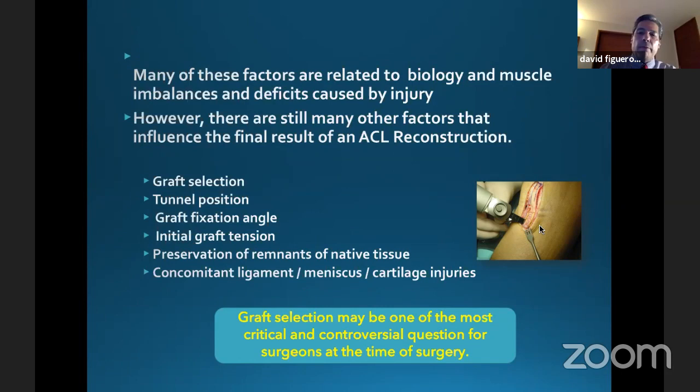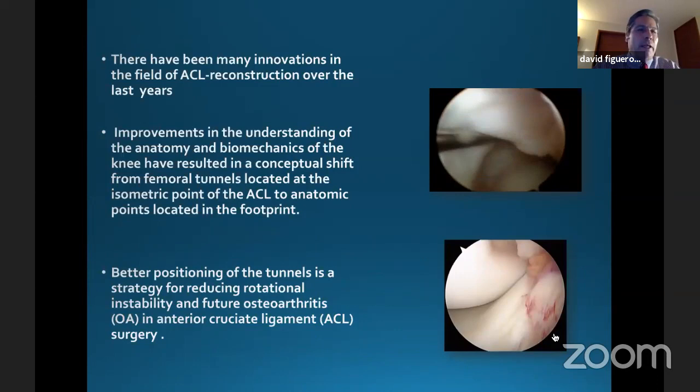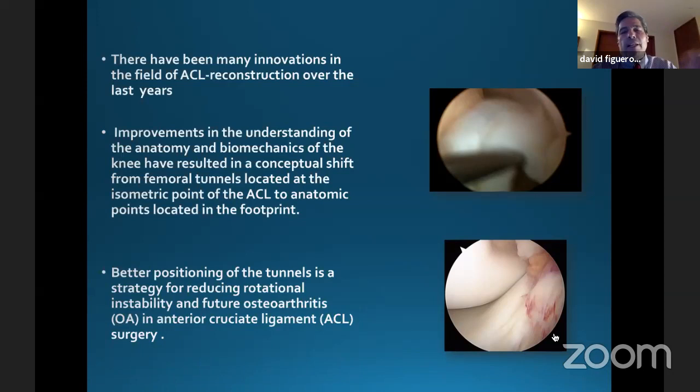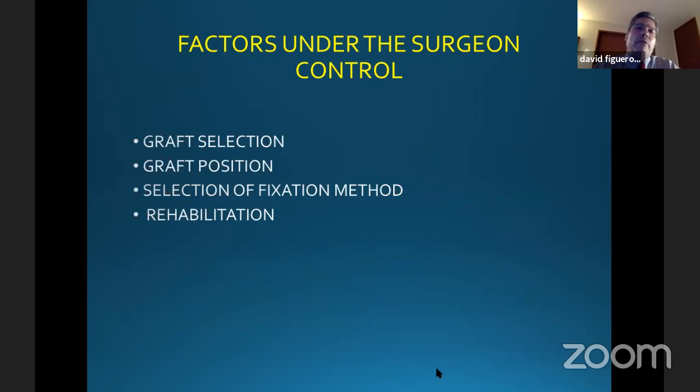In the last years, there have been many innovations in the field of ACL reconstruction. One of them is a better understanding of the anatomy and biomechanics promoted by many anatomists, especially our friend Freddie Fu, changing the concept of the femoral tunnels and looking for the anatomic footprint of the ACL at the moment of the reconstruction. So better positioning of the tunnels is now a strategy for reducing rotational instability and preventing future osteoarthritis. There are some factors that are under the surgeon's control, such as the graft selection, the graft position, the fixation method, and rehabilitation.